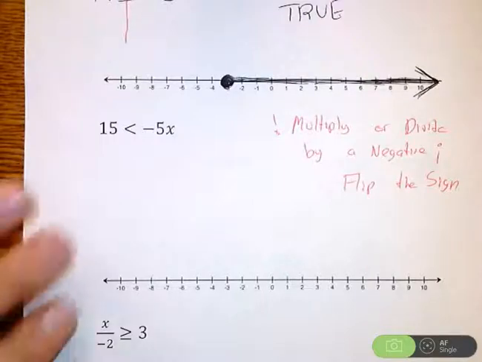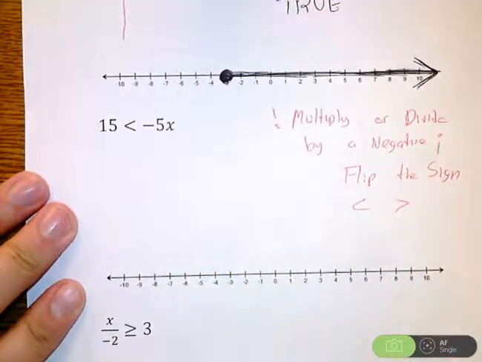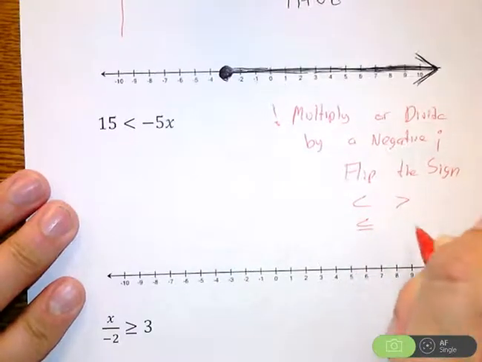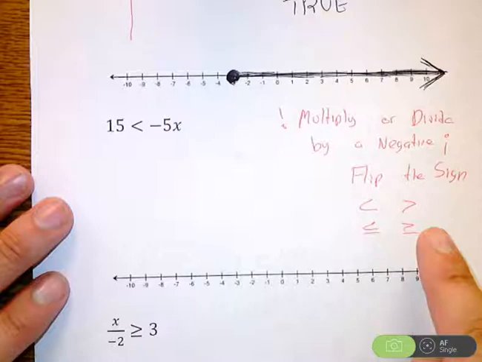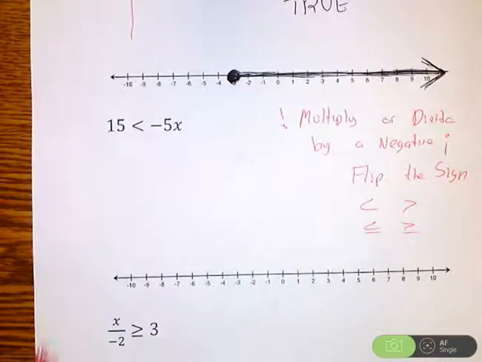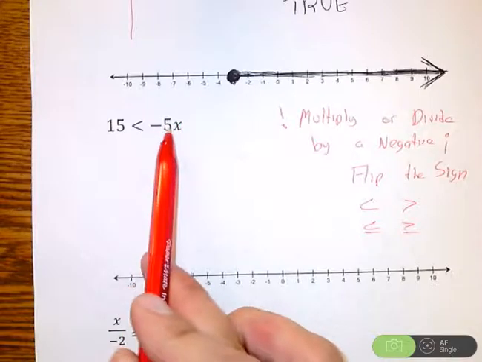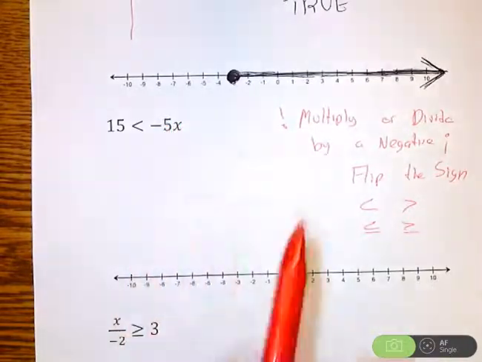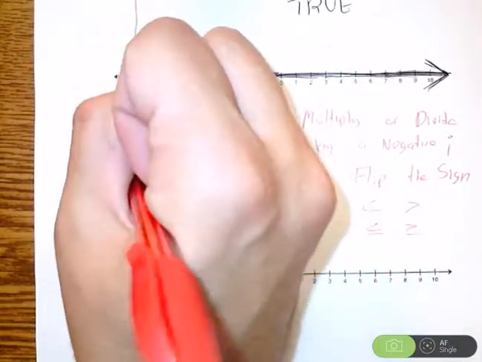Okay. What I mean by that is if it's opening to the right, keep it the same, but just open it to the left. So if it was a less than or equal to, it changes to a greater than or equal to. So if you multiply or divide by a negative, flip the sign, flip the inequality. So 15 is less than negative 5x. Got to get this x by itself. So we got to get rid of this negative 5. So that means I'm going to divide by negative 5, divide by negative 5.